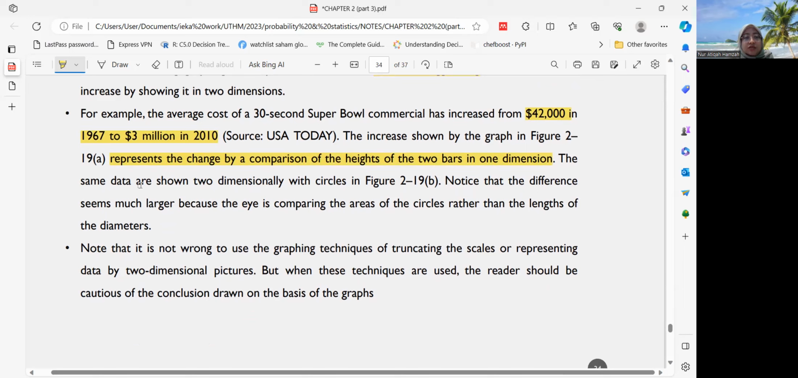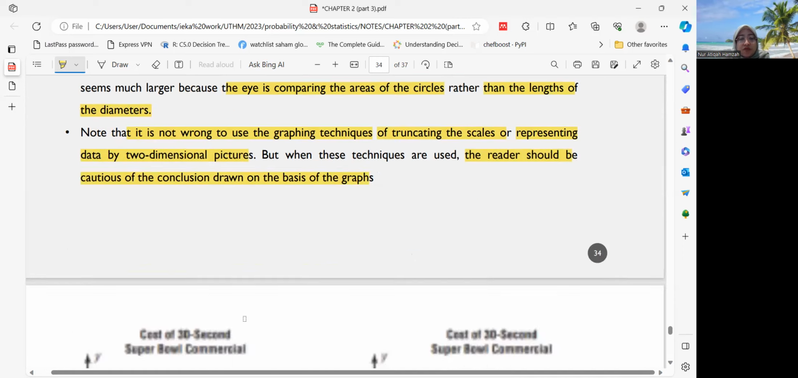The same data are shown two-dimensionally with circles. Notice that the difference seems much larger because the eye is comparing the areas of the circles rather than the length of the diameter. Note that it is not wrong to use the graphing technique of truncating the scale or representing data by two-dimensional pictures. But when these techniques are used, the reader should be cautious of the conclusion drawn on the basis of the graph.